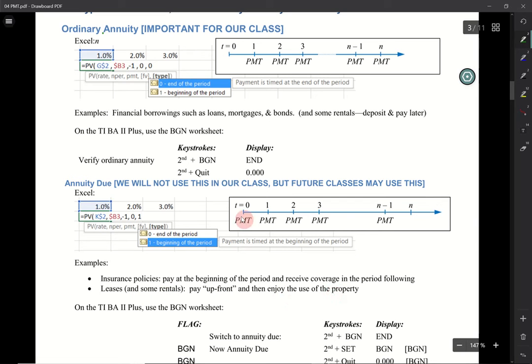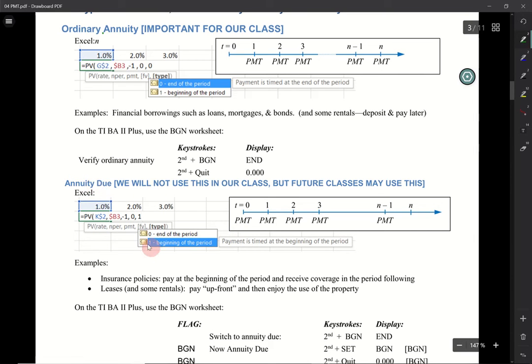So you pay your rent, and then you stay in the property. You pay your rent, you stay in the property. You pay your last rent, you stay in the property, and then it's over, so you have to leave. Okay. So rental agreements are also like annuity due. So that's why there are these 2 different ones.